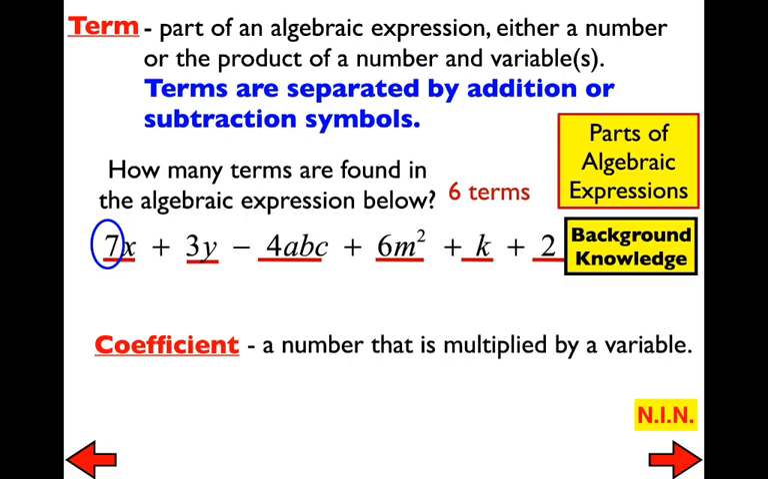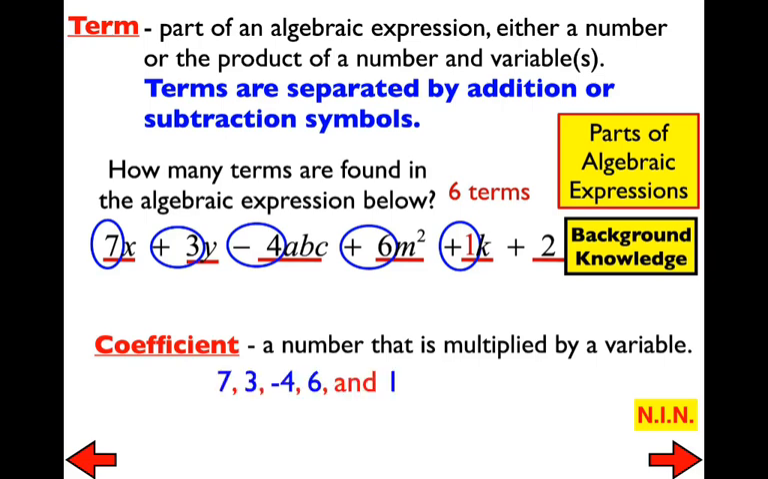So I just circled one of the coefficients, positive 7. A positive 3 is another coefficient. Negative 4, not positive 4, but negative 4 is another coefficient. Positive 6 is another coefficient. And while I know there isn't a number in front of the k, there really is. We just don't typically write it. We can, but we don't have to. So there really is a positive 1 in front of that k. So that also means that there is a coefficient of positive 1. So positive 7, positive 3, negative 4, positive 6, and positive 1.